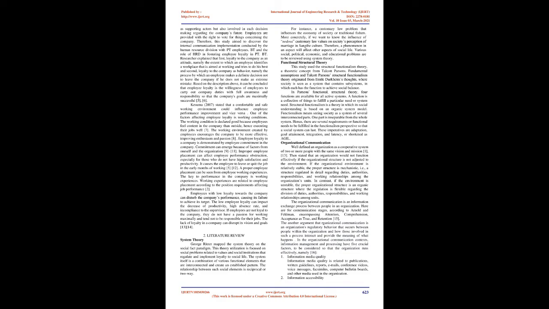Literature review. System theory. George Ritzer mapped the system theory on the social fact paradigm. This theory utilization is focused on social problems related to values and social institutions that regulate and implement loyalty to social life. The system itself is a combination of various functional elements that are interconnected and create an established pattern. The relationship between such social elements is reciprocal or two-way. For instance, a customary law problem that influences the economy of society or traditional fissures.